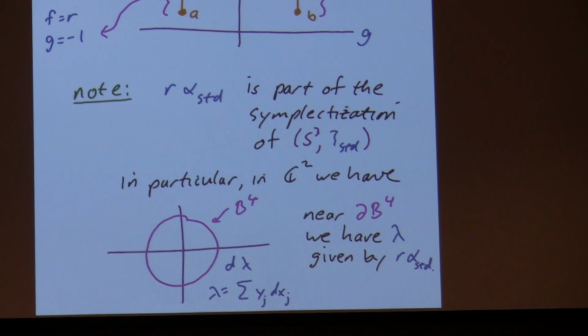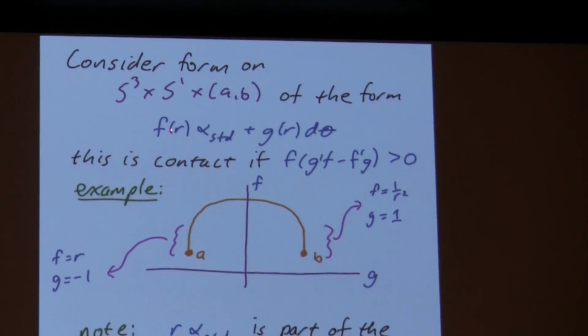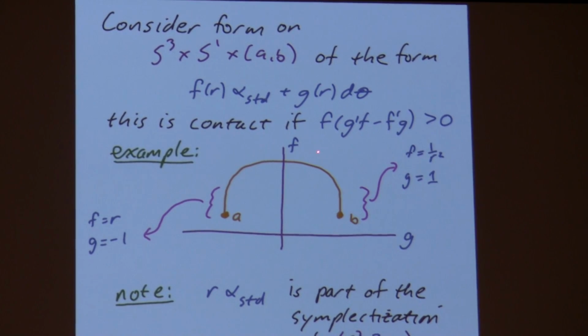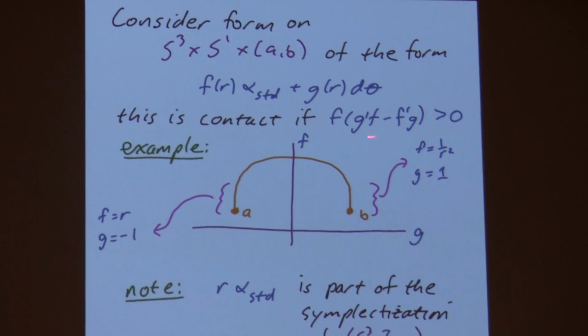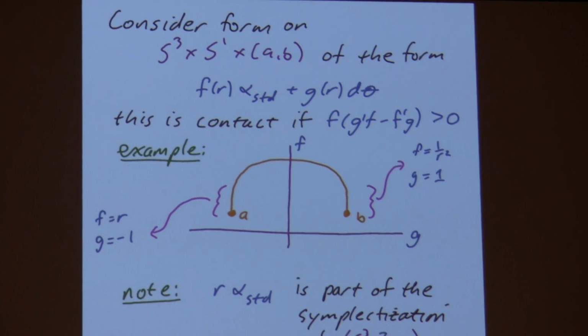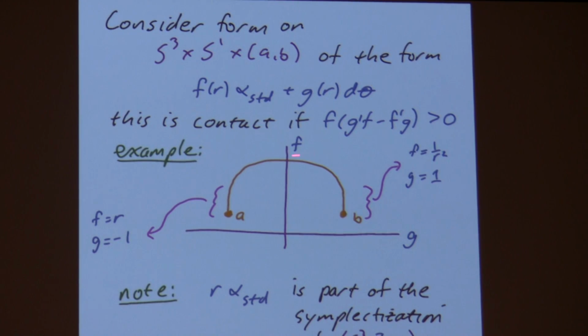Well, notice, away from r equals 0, what I've got is S3 cross S1 cross some interval, right? And if you look at a one-form of the form f(r) alpha plus g(r) d theta, then as long as this condition is satisfied, so f is non-zero and this strange thing happens so this whole thing becomes positive, then that's going to be a contact form. Okay? That's an easy little exercise. And this condition, you should think that if you look at the curve parameterized by f and g, the tangent to this curve is never radial.